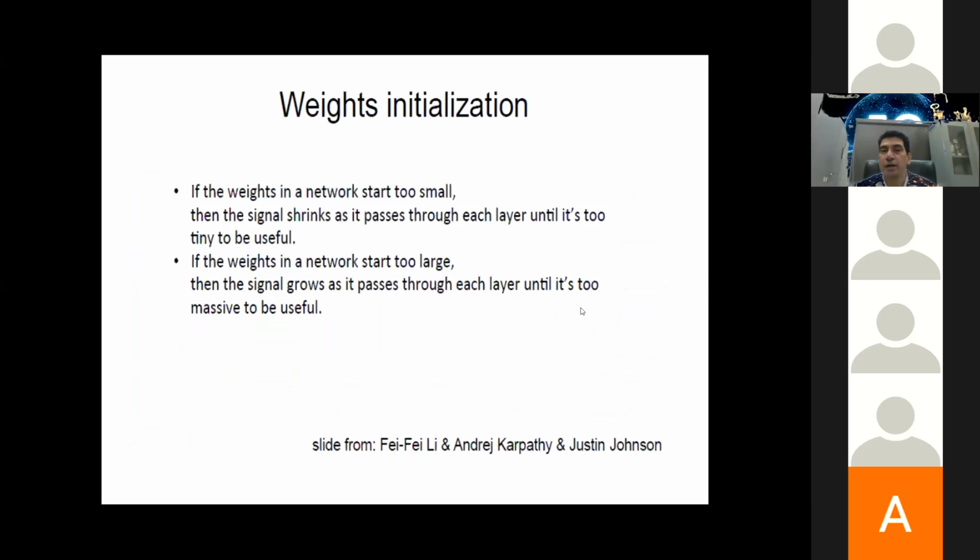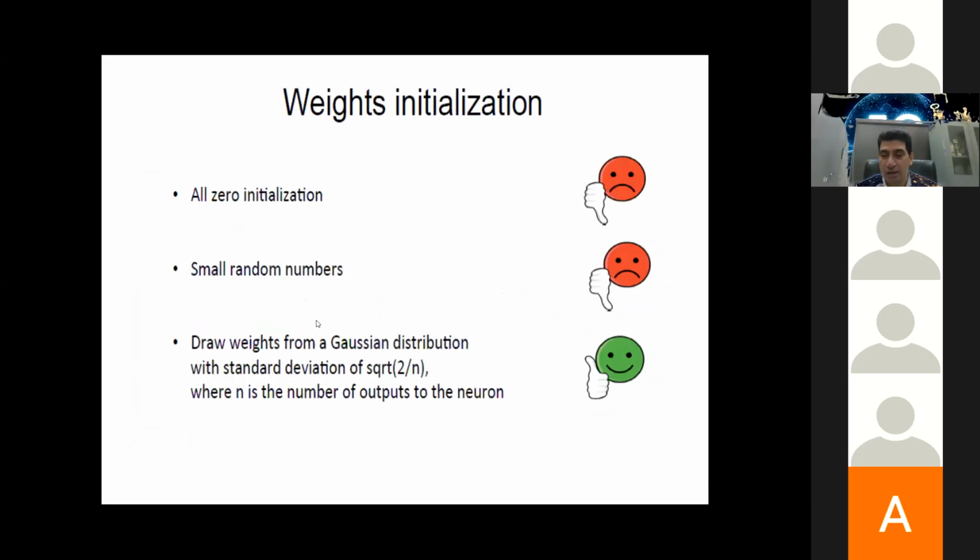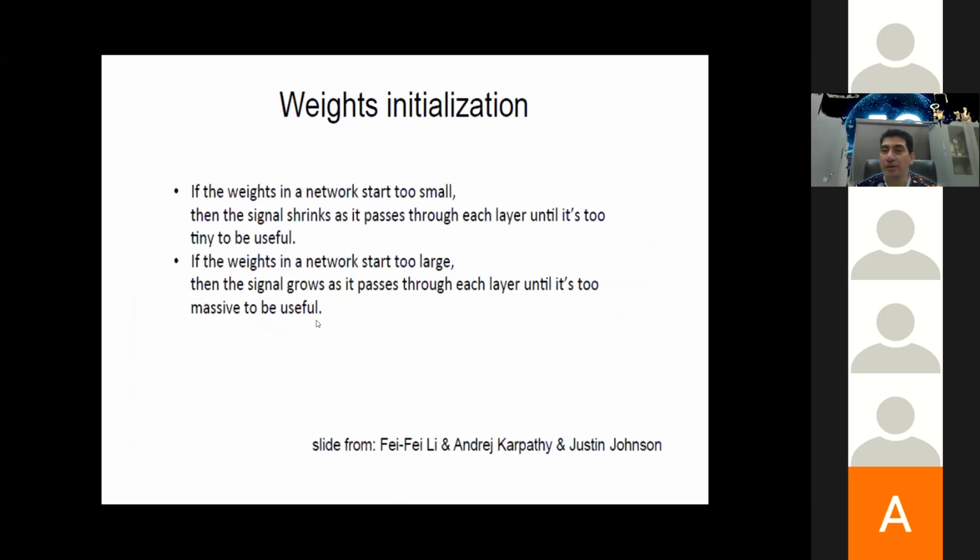So weights, how do I decide the initialization of weights? If the weights in the network are too small, then the signal shrinks as it passes through various layers until it's too tiny to be used. If the weights in the network start too large, then the signal grows as it passes through each layer until it's too massive to be used. So there are some rules that the initialization of weights should follow. It should not happen that you are using zero weights or the highest weights and so on.